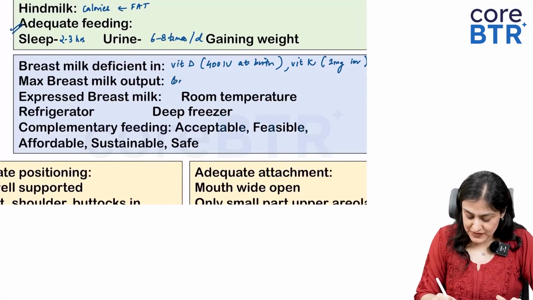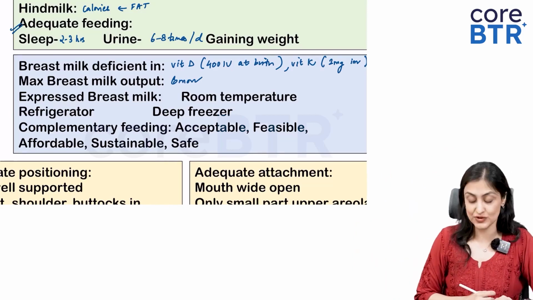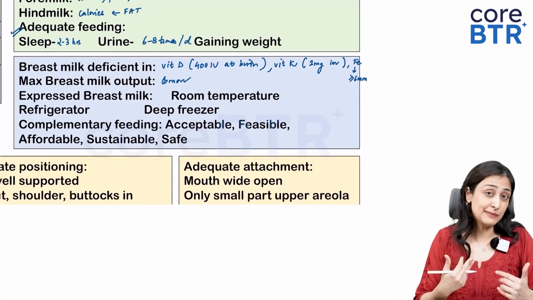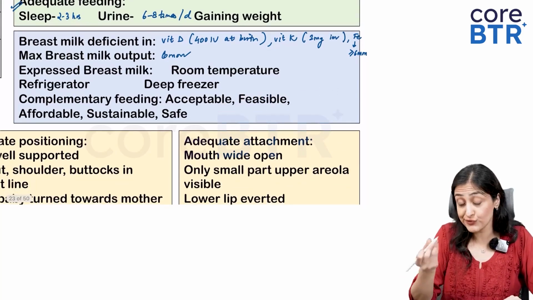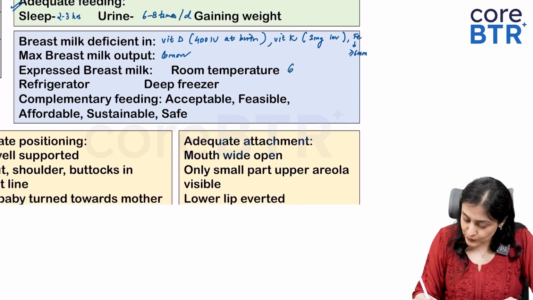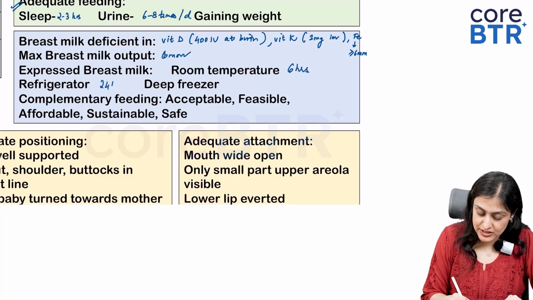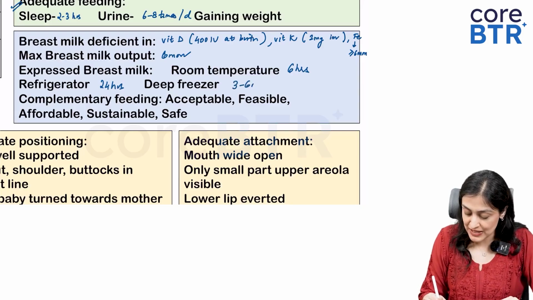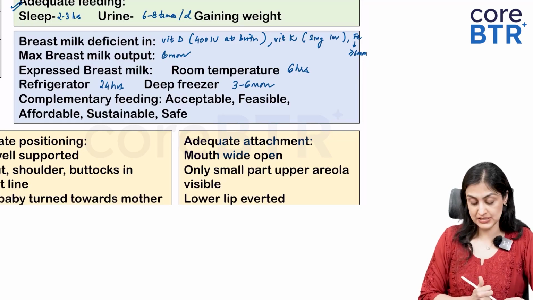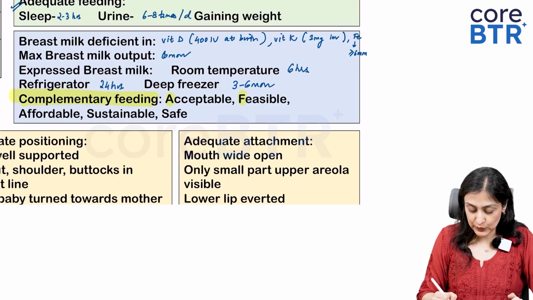Maximum breast output is at 6 months, right? So that's when the mother will start complementary feeding. So that's 6 months. Then any mother who's pumping breast milk, expressed breast milk can be stored for how long? So at room temperature, it can be stored for up to 6 hours. In a refrigerator for 24 hours, and in a deep freezer, it can be stored for as long as 3 to 6 months.